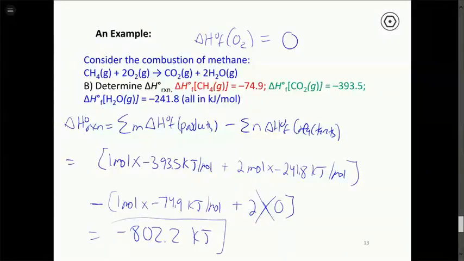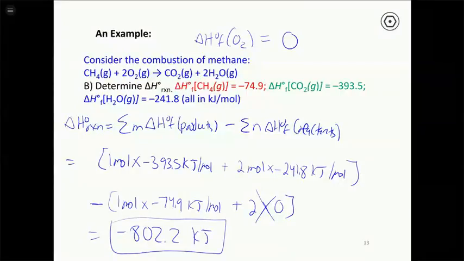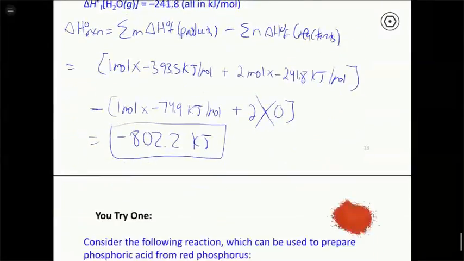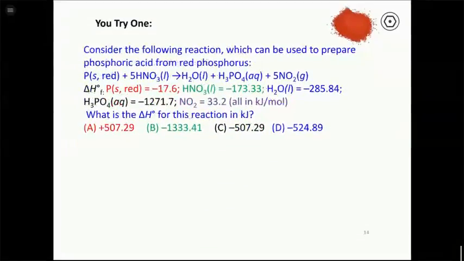Alright, so when we burn 1 mole of CH4, we get a delta H of minus 802.2 kilojoules, and we calculate that by using the formation enthalpies for the products and the reactants. Alright, one final example. Any questions on that before I move on? Alright, one final example, same exact approach, just a slightly more complex reaction.